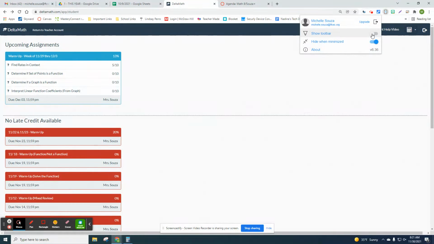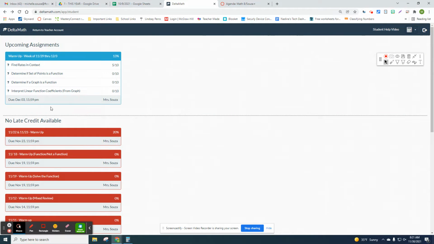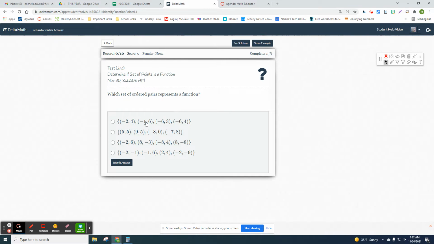All right, guys. So we are going to talk about determining if a set of points is a function, determining if a graph is a function, and interpreting linear function coefficients. Okay, so first these ones right here. Determine if a set of ordered pairs is a function. Remember, for it to be a function, every input has to have exactly one output. So every x has to have exactly one number as its y, okay?